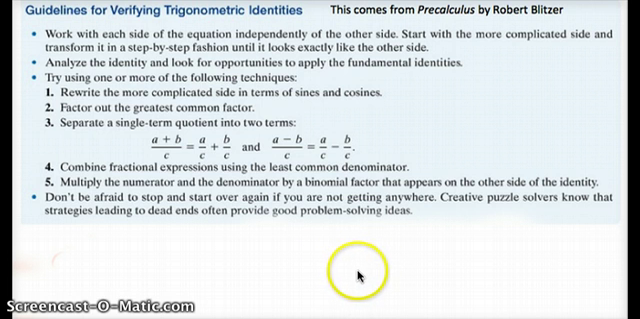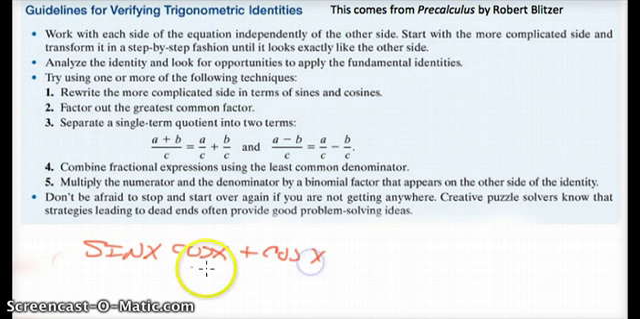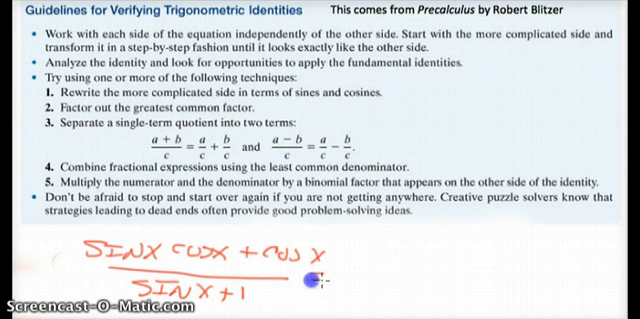Number 2, factor out the greatest common factor. So let's see what would be an example applying rule number 2. How about sine x cosine x plus cosine x over sine x plus 1. And we're to prove that that is equal to cosine x.